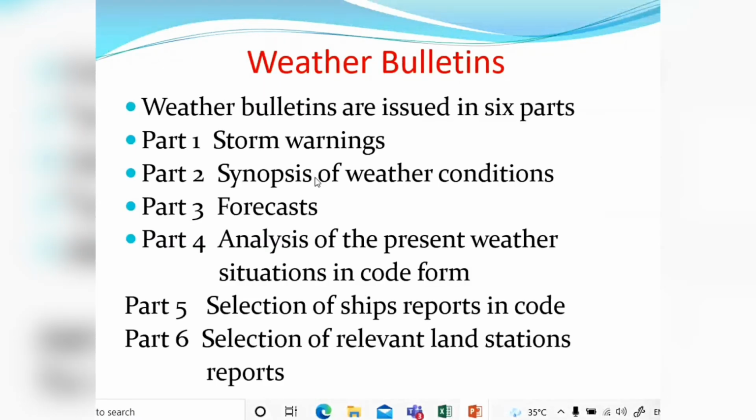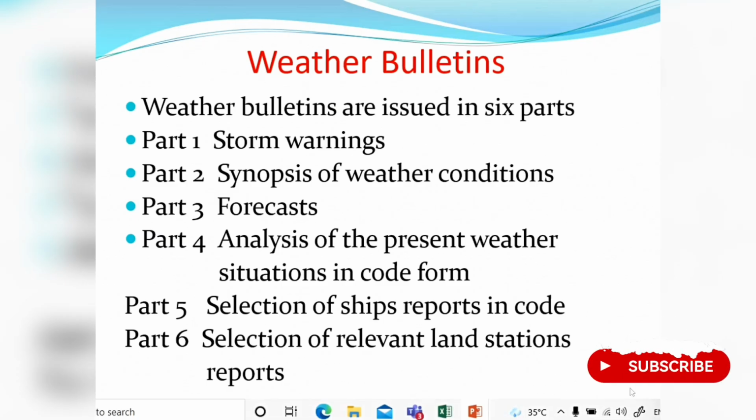The weather bulletins, what all the contents of weather bulletins are issued in 6 parts. So ये सारे 6 parts हैं: storm warning, synopsis of weather conditions, forecast, analysis of present weather situations in code form, and selection of ships reports in code. And part 6 is the selection of relevant land stations reports.